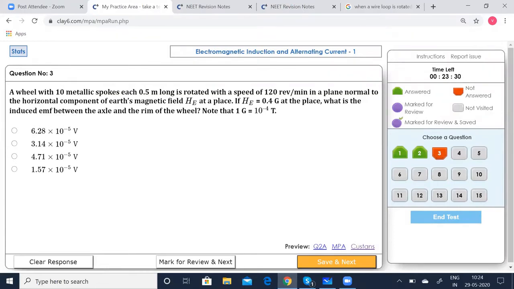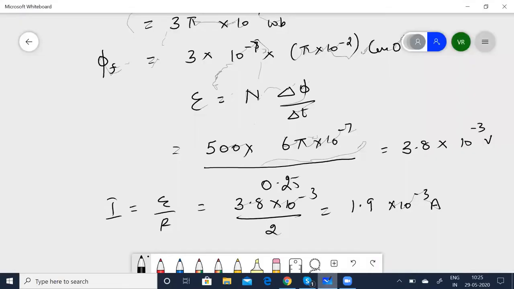A wheel with 10 metallic spokes, each of 0.5 meters long, is rotated with the speed of 120 revolutions per minute in a plane normal to the horizontal component of Earth's magnetic field, HE, at a place. If HE is equal to 0.4 G at that place, what is the induced EMF between the axle and the rim of the wheel? Note that 1 G is equal to 10 to the power of minus 4 Tesla. All right, let's quickly solve this.